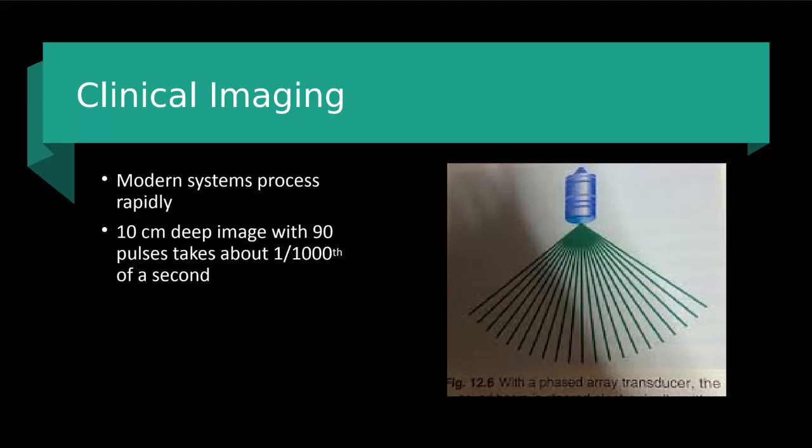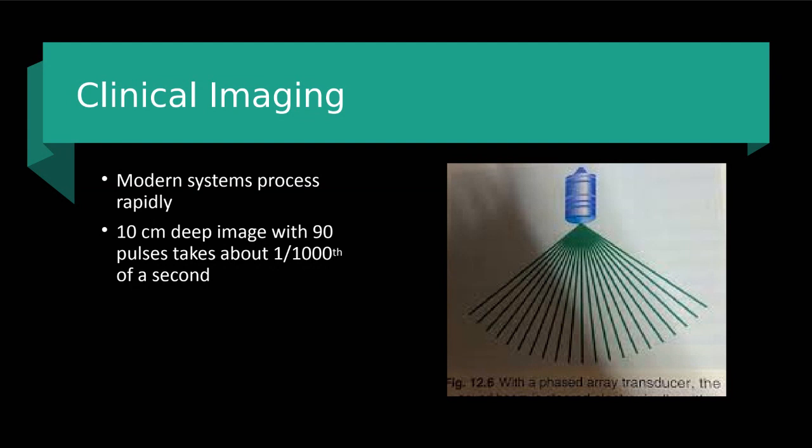So clinical imaging, as we said, modern systems are going to process very rapidly. And not only are they processing rapidly, they're also sending out those pulses rapidly. So it's doing one thing and immediately doing another thing. Sending in the pulse, processing the reflections, sending, processing, sending, processing. So it's doing this give and take automatically.